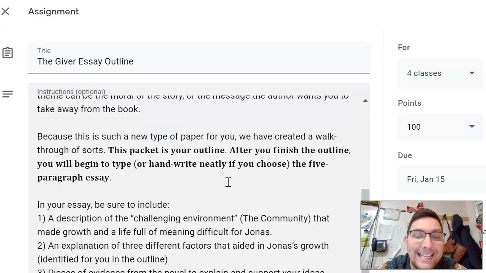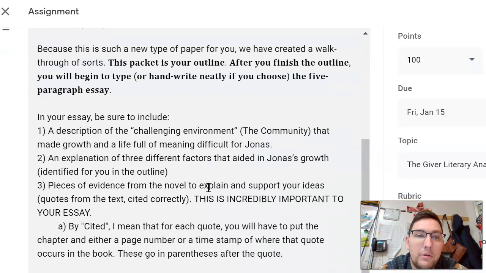There is a packet that is attached to this assignment that will be your outline. After you finish the outline, you'll start to type a 5-paragraph essay. Your essay will include a description of the challenging environment that Jonas is living through, which is the community. You will explain what 3 factors help Jonas grow. And you'll, of course, like I said, include evidence from the novel to support your ideas.